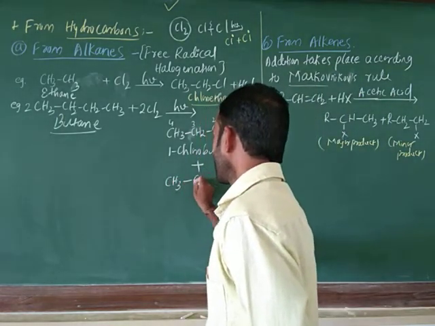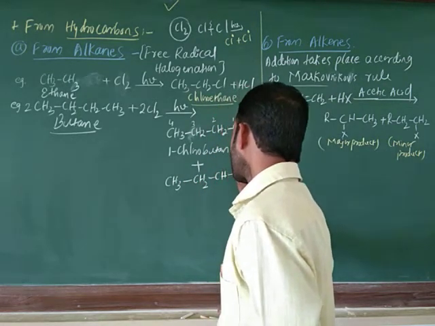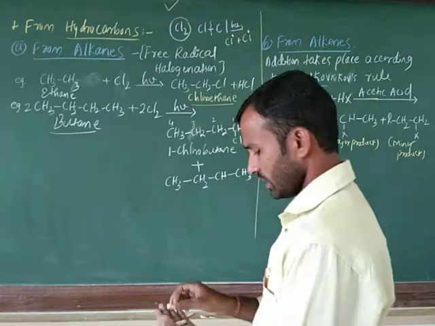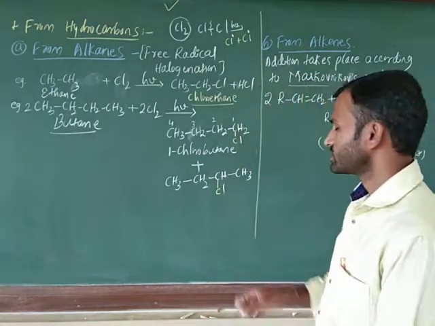CH3. Just I am going to write this is CH2. Next, this is CH. Next after that, this is CH3. In this case, I am going to write a halogen here. This is what? Chlorine. What is IUPAC nomenclature?